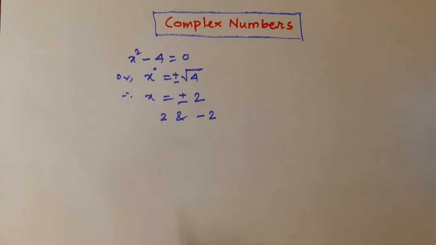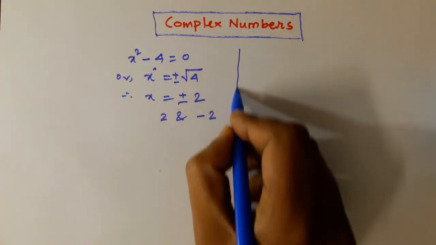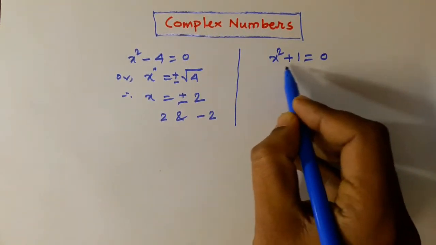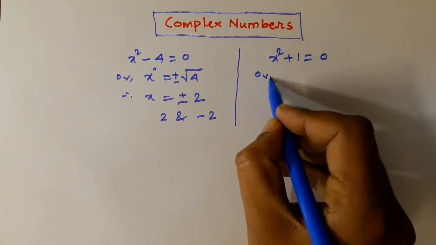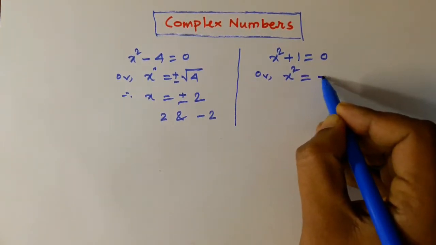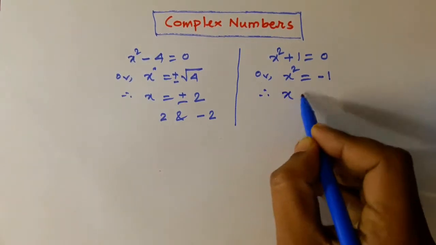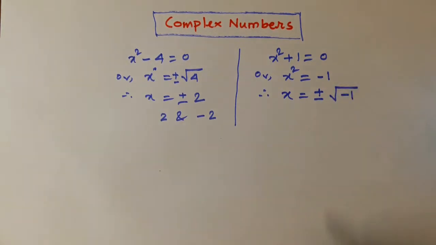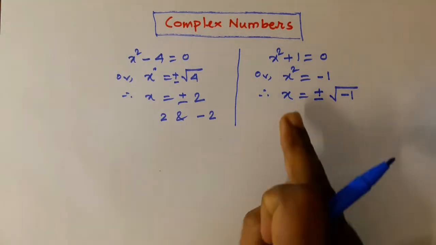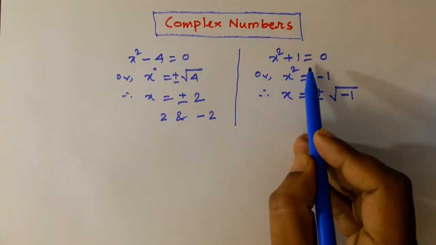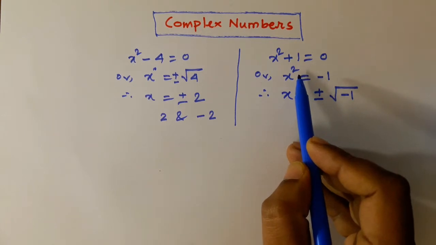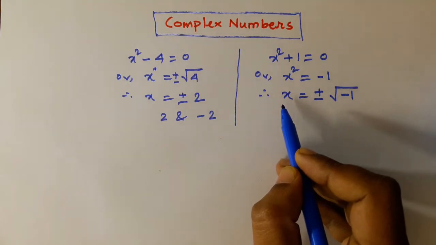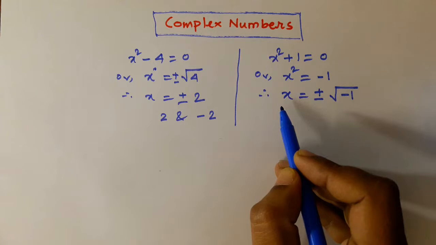Now the important thing is when the equation is given, say x square plus 1 is equal to 0. Now what are the solutions of this quadratic equation? You see, x square is equal to minus 1. Therefore, x is equal to plus minus root over minus 1. Now what is this? The equations of the form x square plus 1 is equal to 0 or x square plus 4 is equal to 0 etc. are not solvable in R. That is, there is no real number whose square is a negative real number.